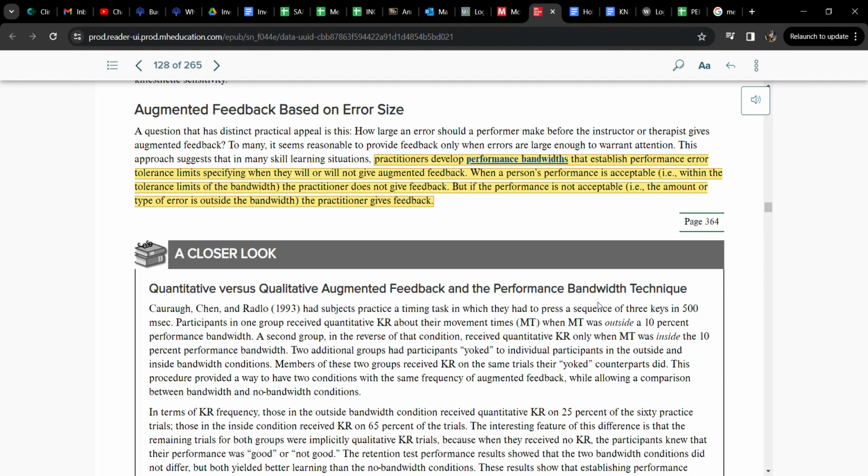Instead of pointing out every single thing that they do wrong, or conversely, not pointing anything out at all and just saying, just do what you're doing. So that's where a performance bandwidth can be useful to provide augmented feedback when it's necessary and not doing it all the time.